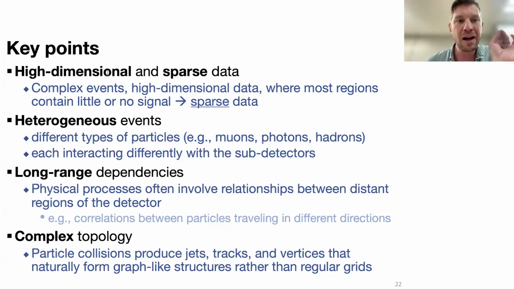First of all, we're talking about high-dimensional and very sparse data. These detectors are huge. They have more than 100 million channels, right? Sensors, signal. Not all of them provide signal in every collision. So it can be different parts, and oftentimes distant parts of the detector. So we have complex, high-dimensional events, and large fractions of many regions contain little or no signal. So we have sparse data.